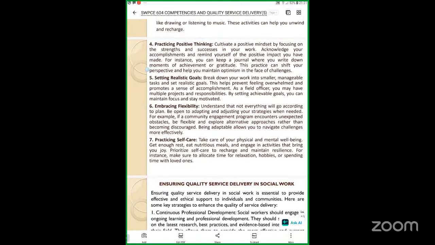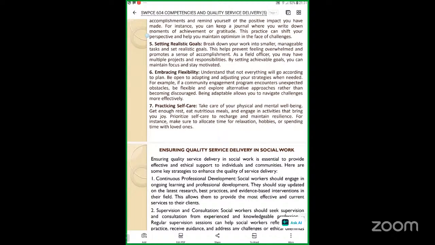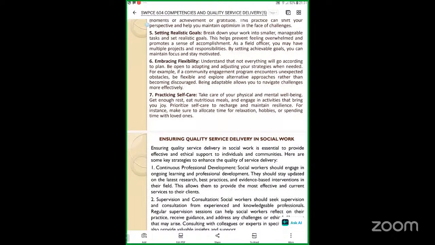Setting realistic goals. In setting our objectives, there is what we call SMART. I know you still remember the SMART principle in setting objectives: that the objective must be specific, measurable, achievable, realistic and time-bound. That is SMART.